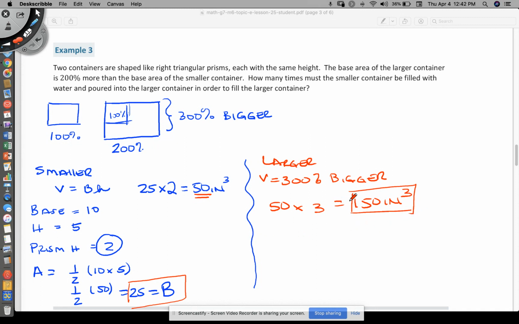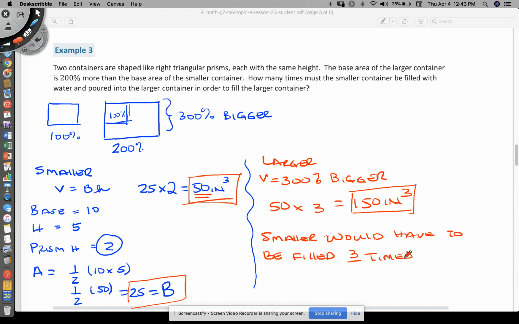So we can now say that seeing the difference here between the 25 and the 150, we can say that the smaller, oh, excuse me, not the 25, the 50. You need all 3 of those. What's the difference between the 50 and the 150? There we go. Sorry, that didn't quite make sense when I said it out loud. The smaller would have to be filled 3 times, and I wonder why it's 3 times, to fill the larger.